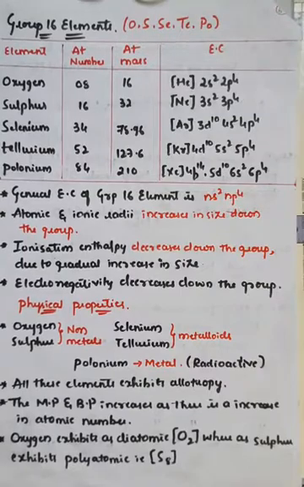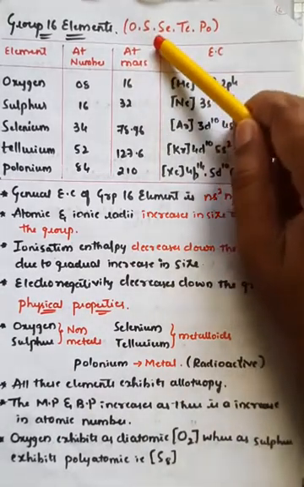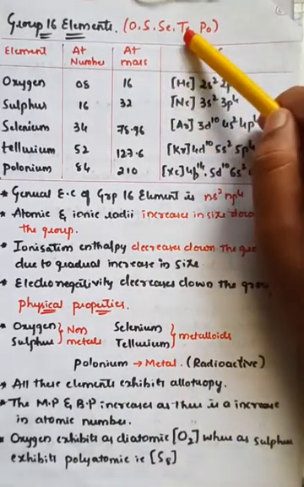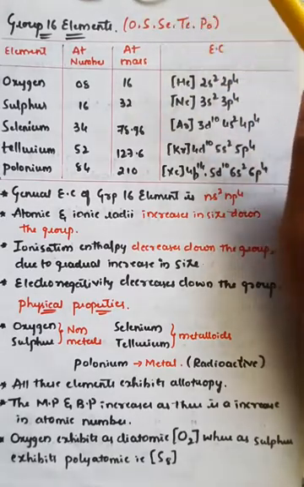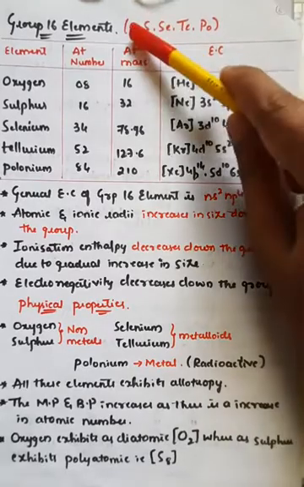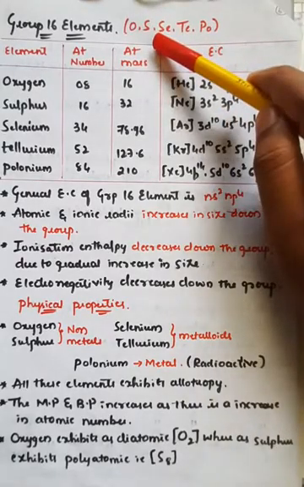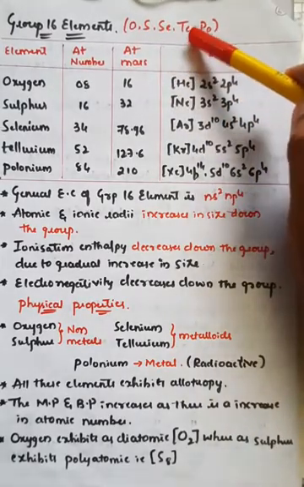The next group element in the p block is the 16th group elements. The same study that we have done in the regular pattern, the same thing we have to do even for the 16 group elements also. In 16 group elements, again you will get 5 different elements. One is oxygen, second one is sulfur, third one is selenium, tellurium and polonium, right?